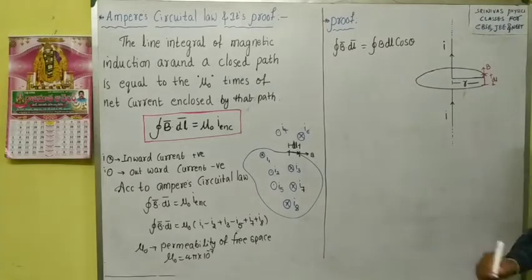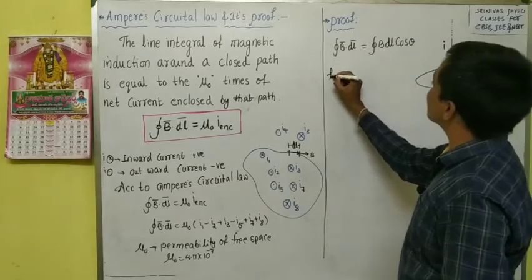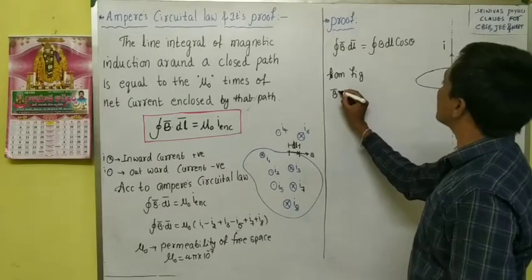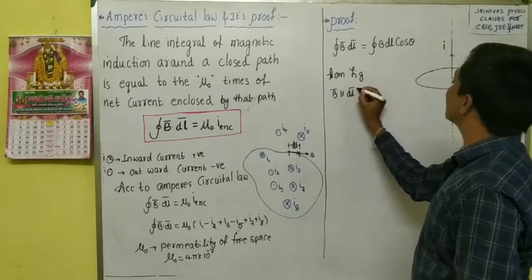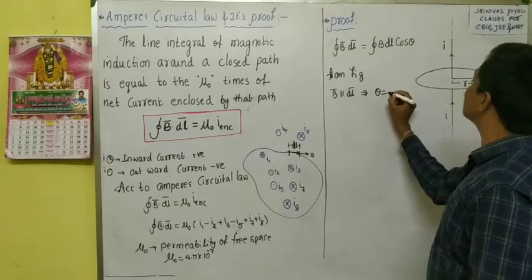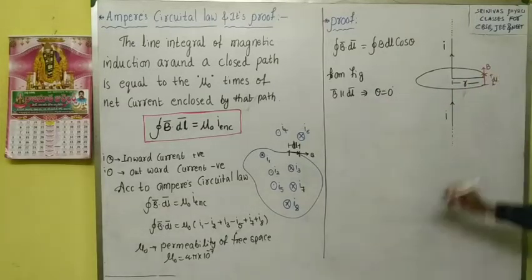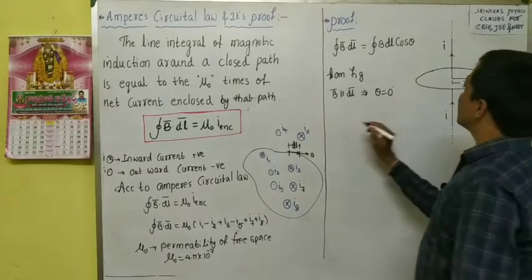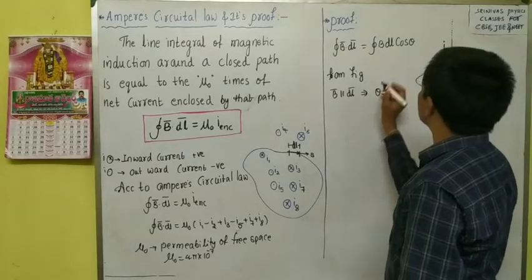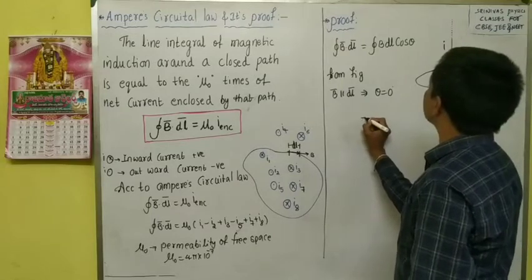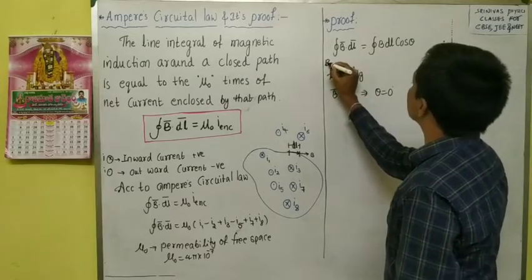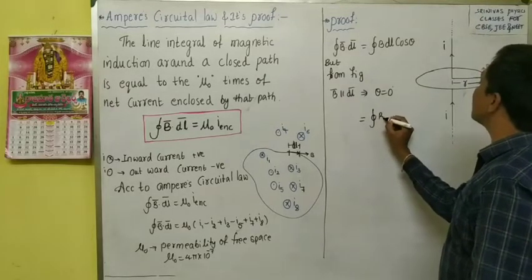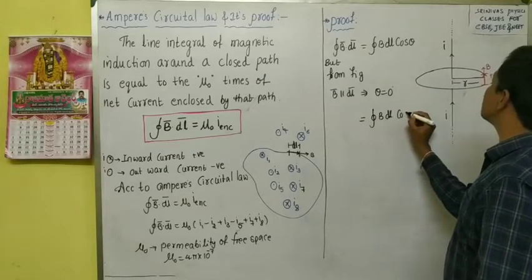But from the figure, B bar is parallel to dl bar. That's why we write theta as 0. B bar is tangential and dl is also tangential. Then the line integral of B dl cos 0 we are getting.